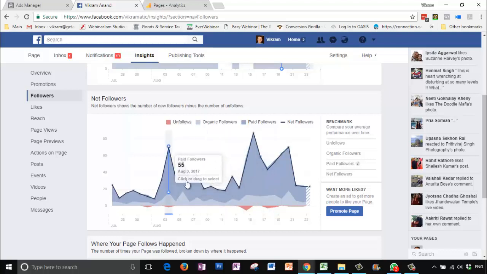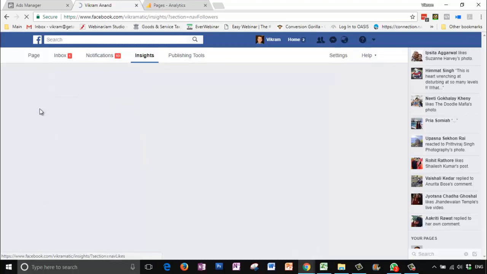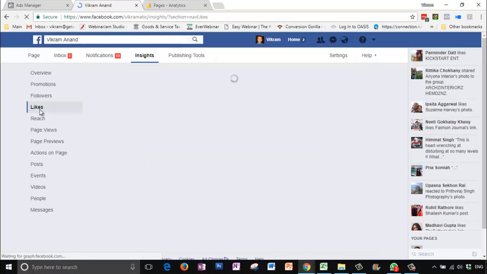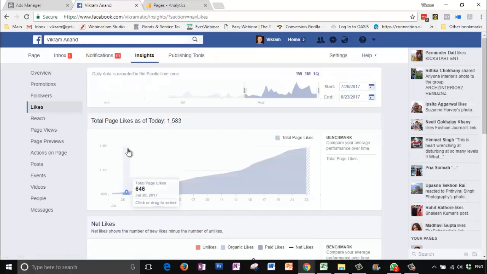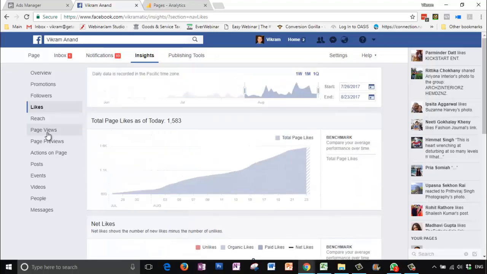And as your follower numbers increase, there will be some people who will start unfollowing you also, which is just a part of life. Then you can take a look at likes, and you can see how your likes have gone up over a period of time, net likes, unlikes, etc. Reach.